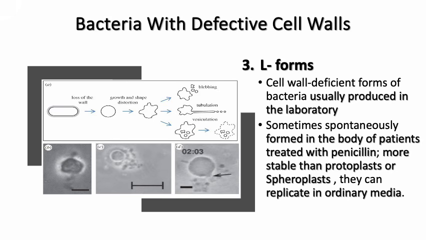The L forms are the cell wall deficient forms of your bacteria. They are usually produced in the laboratory. Sometimes, they are spontaneously formed in the body of patients treated with penicillin. But they are more stable than protoplasts and spheroplasts, and they can replicate in ordinary media.